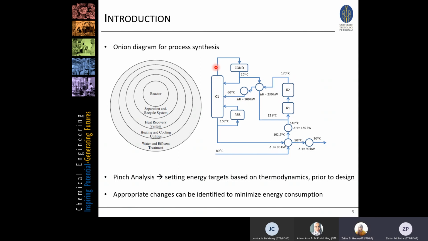And then from this column, we have a condenser. This condenser is cooled somehow until 20 degrees C, and then this 20 degrees C stream is heated up by the stream coming from the reactor. It reaches 135 degrees C, goes back to reactor 1, and so on and so forth. The bottom product is cooled down with this feed, and then cooled down further to 30 degrees C, and goes somewhere else.